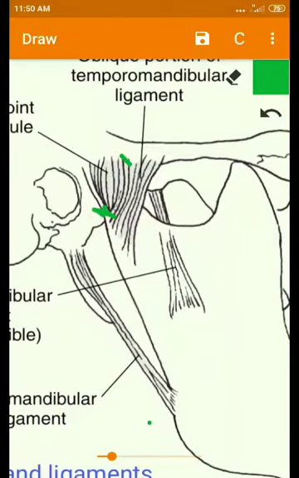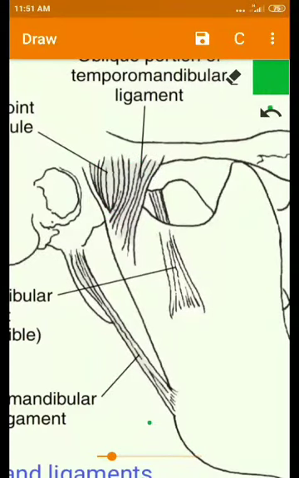Behind the posterior glenoid tubercle you will have the tympanic plate, and a fissure is present in between the tympanic plate and the posterior glenoid tubercle, which is called the squamotympanic fissure. So it is attached to the squamotympanic fissure posteriorly, and to the circumference of the glenoid fossa medially and laterally. This is the attachment of the capsule.